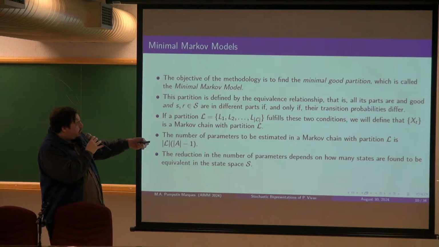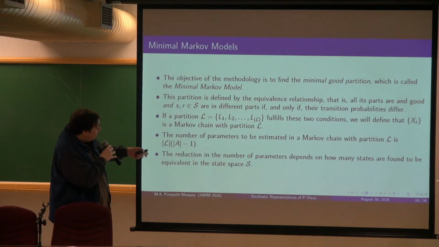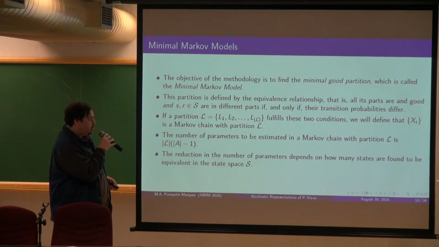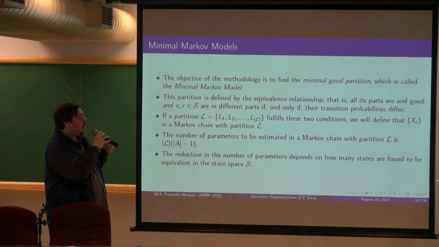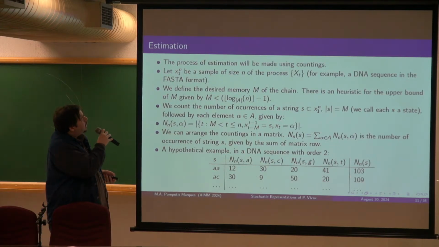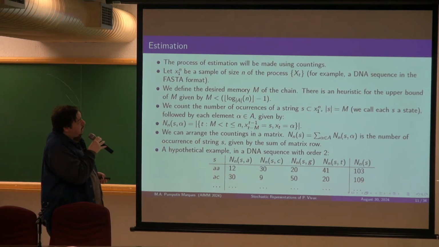Now the number of parameters to be estimated falls drastically, normally, to the cardinality of the new partition times the cardinality of the alphabet minus 1. But of course, the reduction in the number of parameters depends on how many equivalent states we can find in the state space. Right? So we are going to do the estimation using countings, right?